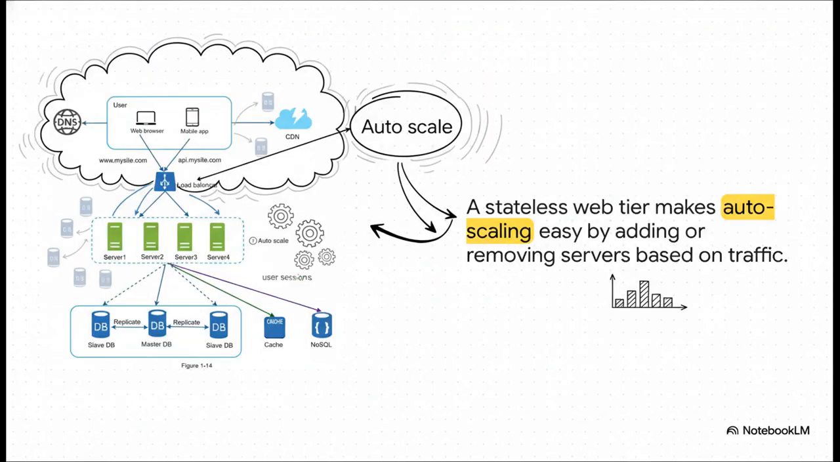So why on earth would we want our servers to be forgetful? Because it makes them completely interchangeable. Think of them like cattle, not pets. Since no single server holds any unique critical user info, we can add new ones or get rid of old ones whenever we want, all based on the current traffic. This is called autoscaling, and it's the key to handling huge, unpredictable spikes in users without breaking a sweat.